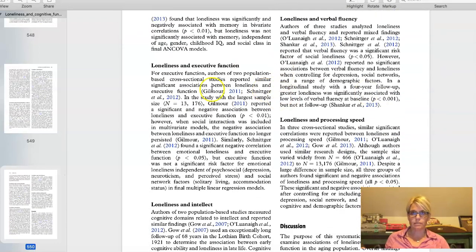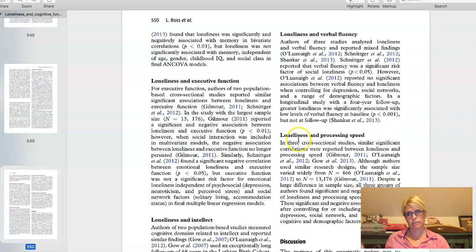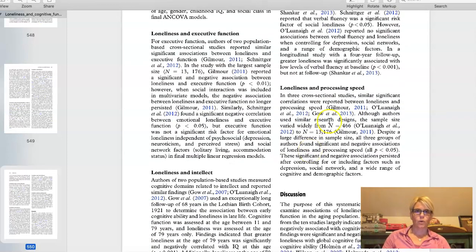There were lots of domains that were used. Loneliness and executive function, loneliness and intellect, loneliness and verbal fluency, loneliness and processing speed. So let's look at this. So in 3 cross-sectional studies, similar significant correlations were reported between loneliness and processing speed. And so I have the 3 authors listed. Although they used similar research designs, the sample varied widely from 466 to 13,000. Although, despite a large difference in sample size, all 3 groups found significant and negative associations.